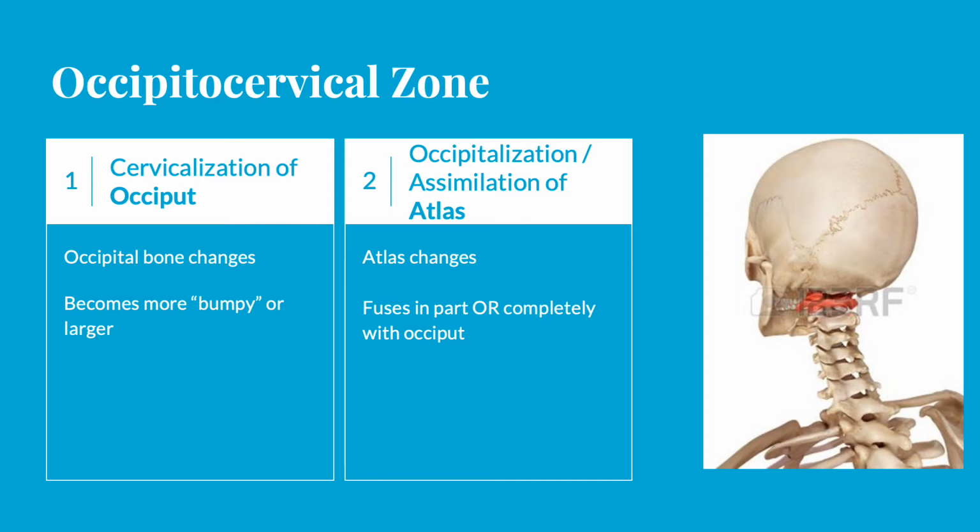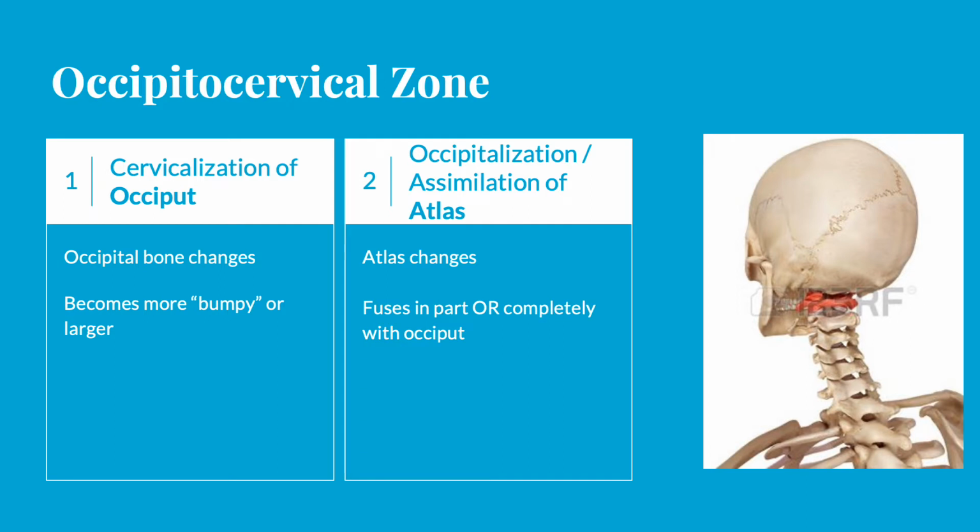All right, so there are two different types of changes that occur in the occipitocervical zone. There's cervicalization of the occiput. So your occiput wants to look more like a cervical vertebra, which is kind of hard to imagine. It makes sense that it's going to become a little bit bumpy or larger, trying to resemble a vertebra when it's very much not.